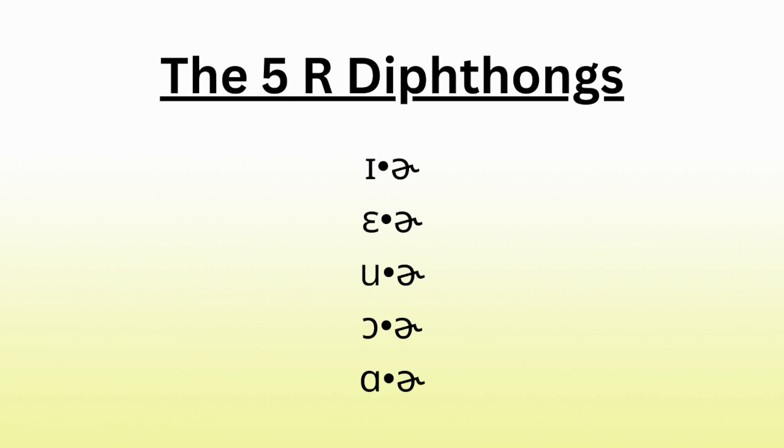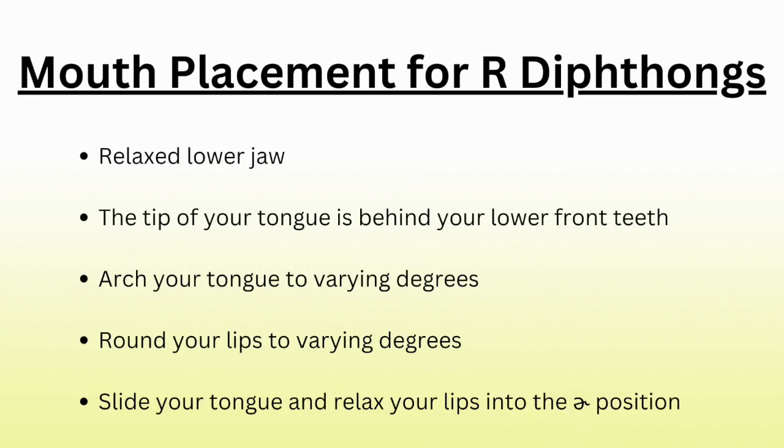And with R diphthongs, there are certain mouth placements that they all share. So to form these sounds, you want to make sure that you have a relaxed lower jaw. The tip of your tongue is behind your lower front teeth. You arch your tongue to varying degrees depending on the vowel sound you're trying to make. You round your lips to varying degrees, depending on the sound as well, and you slide your tongue and relax your lips into the position.